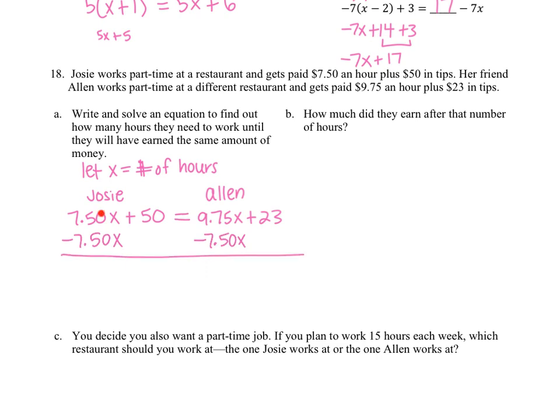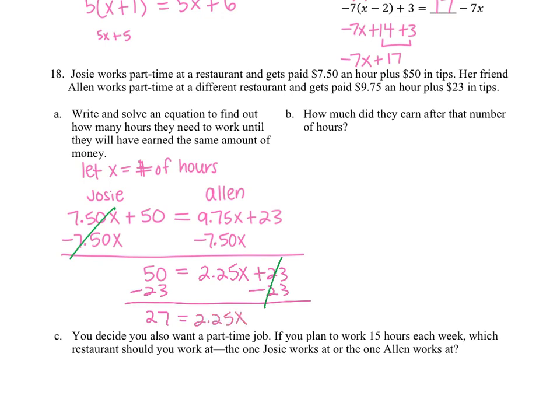So let's get the variables together. So I'm going to subtract 7.50x from both sides, 7.5x. That zeroes out on the left side, leaving me with just 50 on the left side is equal to $9.75 minus $7.50. Combine those together, since they're like terms, is 2.25x, and we still have plus 23. Now we want to subtract 23 from both sides to get that term with the x by itself. 23 minus 23 zeroes out. 50 minus 23 is 27 is equal to 2.25x. I'm going to rewrite it over here.